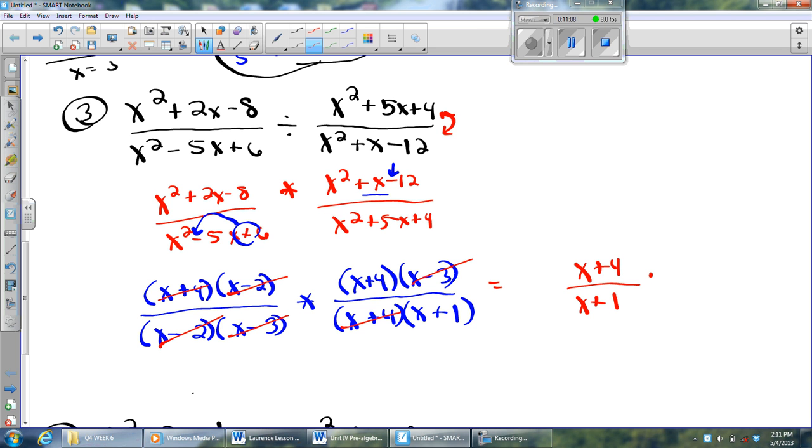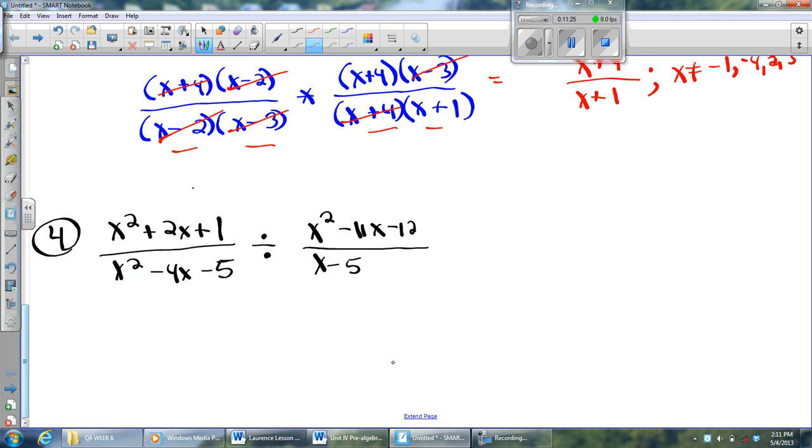And I know x does not equal 2, 3, negative 4, negative 1. So x cannot be negative 1, negative 4, 2, or 3. There are 4 restrictions. One more problem.